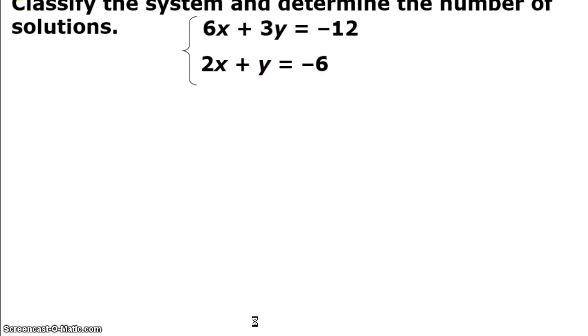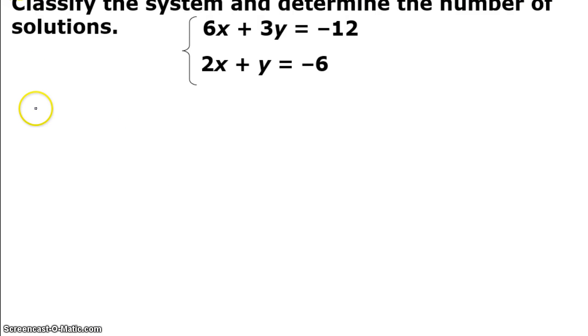Alright, I want you to stop the video and work this one on your own. I want you to classify the system and determine the number of solutions. When you are finished, turn the video back on and see how you did.